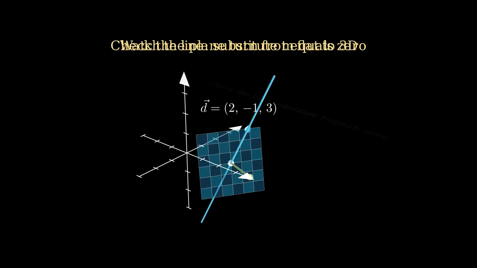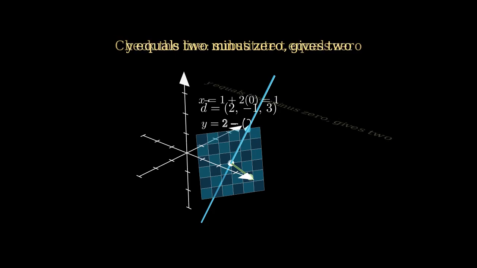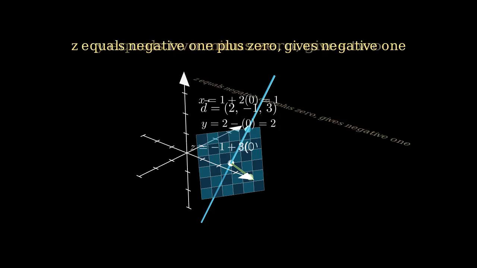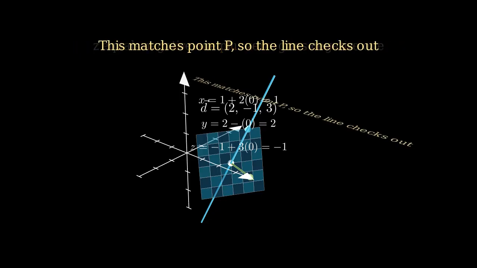Now let's check the line equation by substituting t equals 0. X equals 1 plus 2 times 0, which gives 1. Y equals 2 minus 0, which gives 2. Z equals -1 plus 3 times 0, which gives -1. This matches our original point 1, 2, -1, so the line equation checks out.